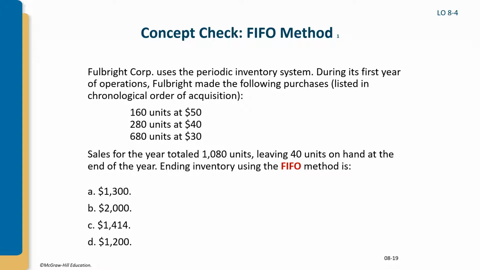So far, we've only accounted for 440 of them. Okay. Of the 680 that cost 30, 640 of them were sold. So the 40 remaining inventory items cost $30 each. And because that's what we're looking for here, ending inventory. If we were looking for cost of goods sold, we would have calculated each that were sold. So $1,200 is your answer.